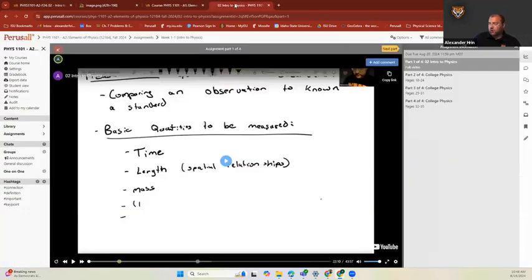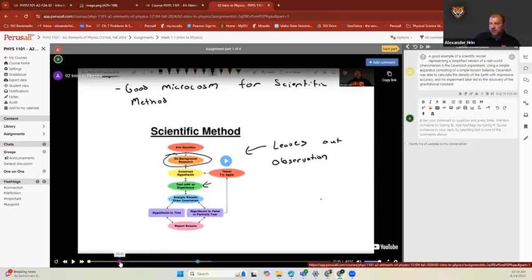Okay, so the other things that are in Perusall here. All right, so let's just say, we can even look at what somebody has written here. At around 5 minutes in, this is a good example of a scientific model representing a simplified real world version of the Cavendish experiment. Using a simple apparatus consisting of a torsion balance, he was able to calculate the density of the Earth with impressive accuracy, which later led to the discovery of the gravitational constant.